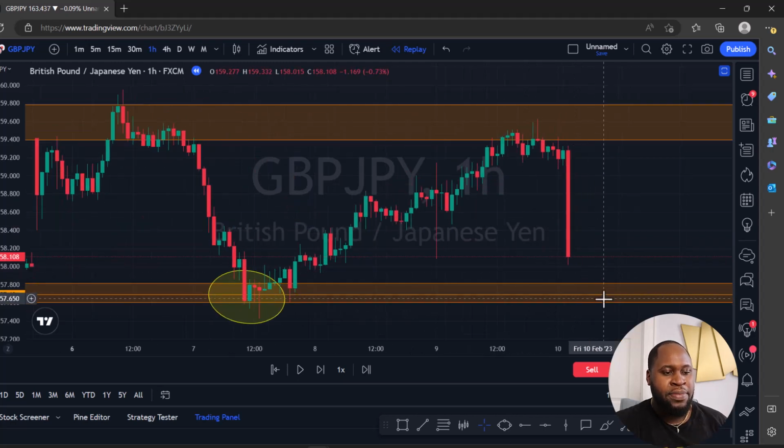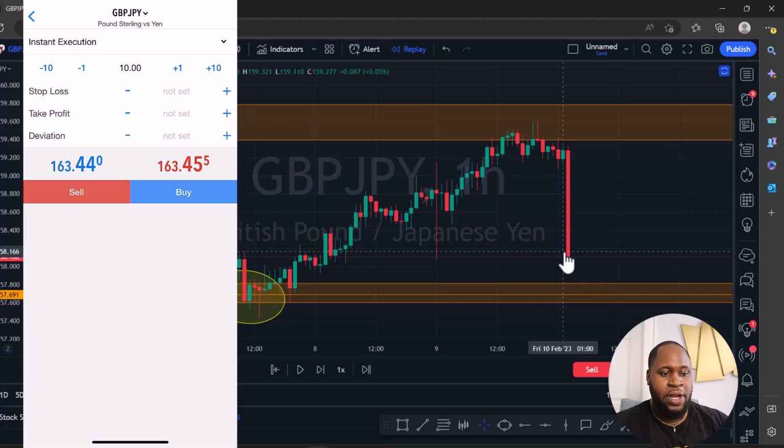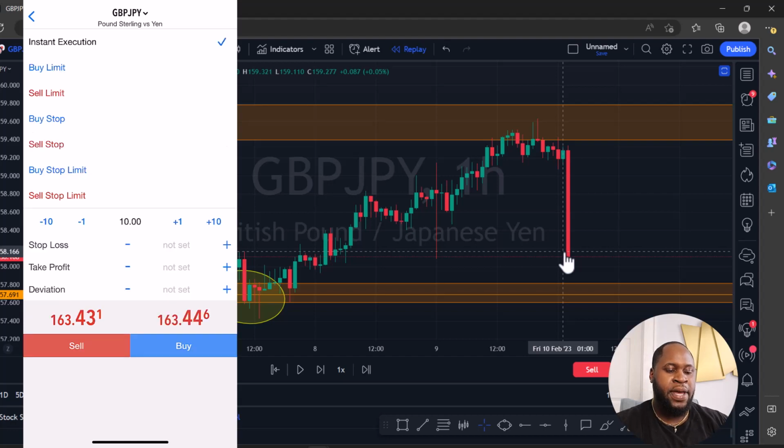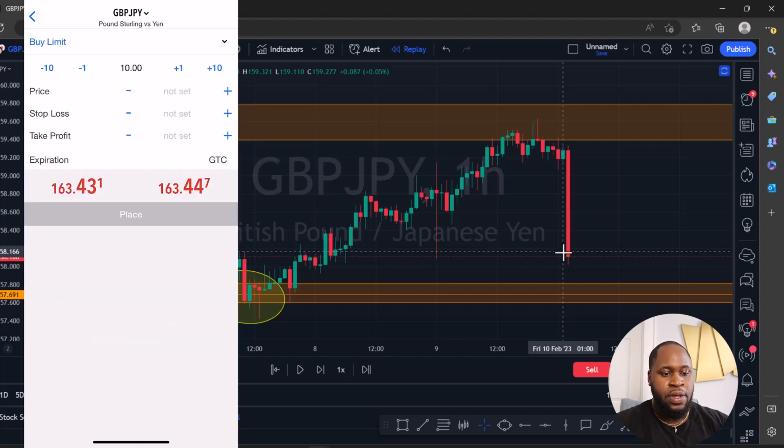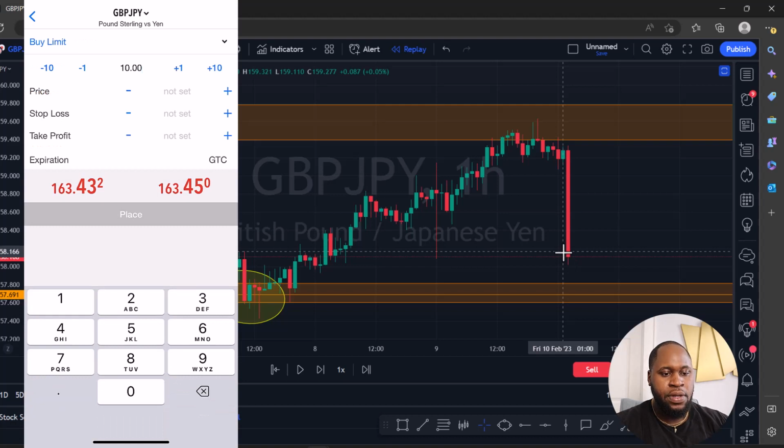Now when I'm setting a buy limit, let's go to our MT5. All right, so now I'm at my MT5 and I want to set my buy limit. I want to click where it says instant execution, which gives me a drop down for all my pending orders. I want to click on buy limit. Then of course I want to choose the position size and then put in the price that I want to have my buy limit at. The price that we've chosen is 157.691.